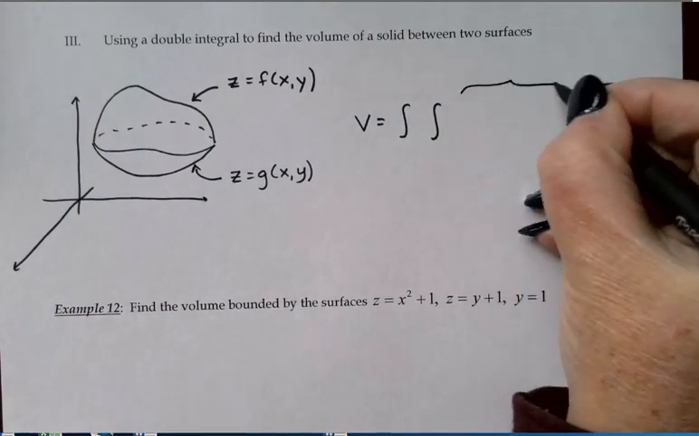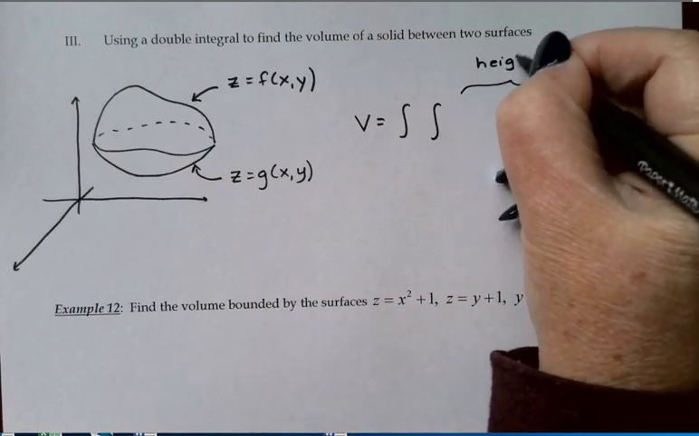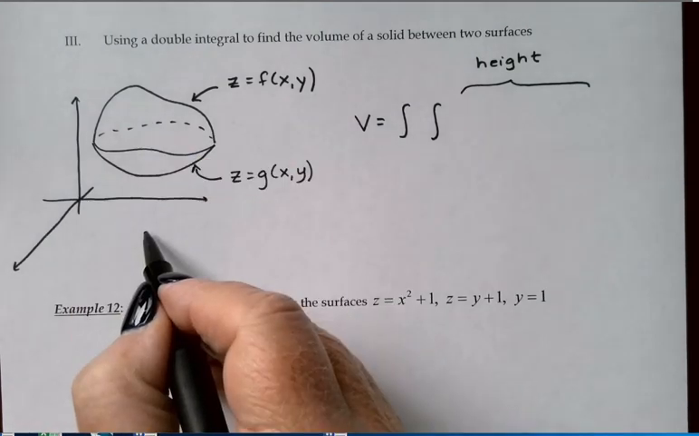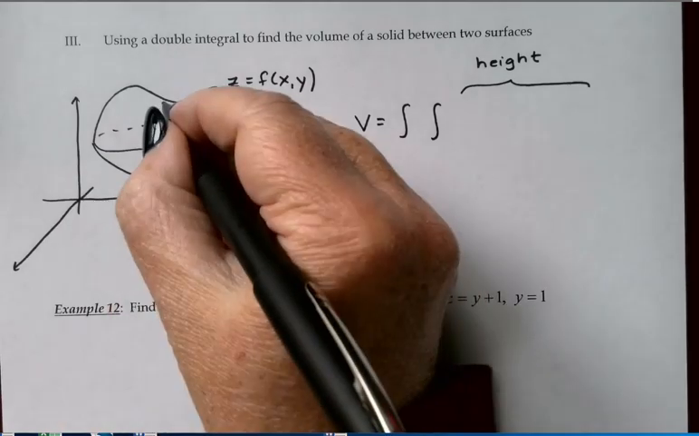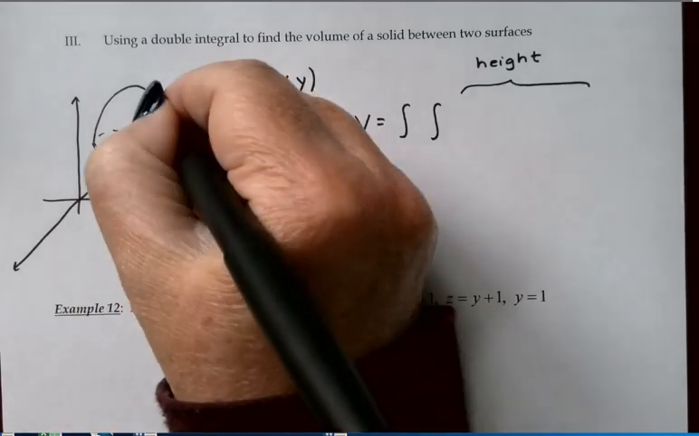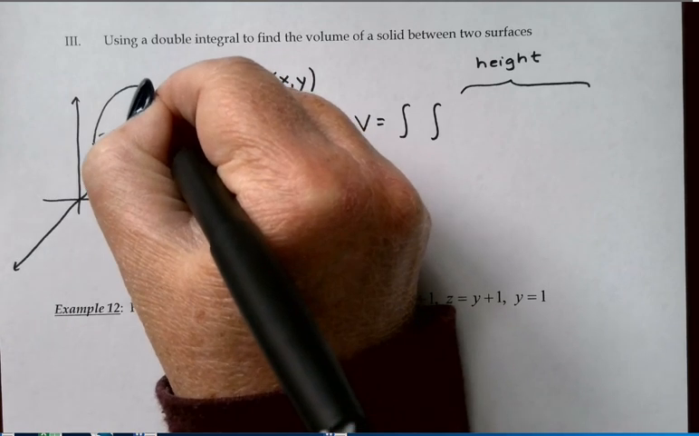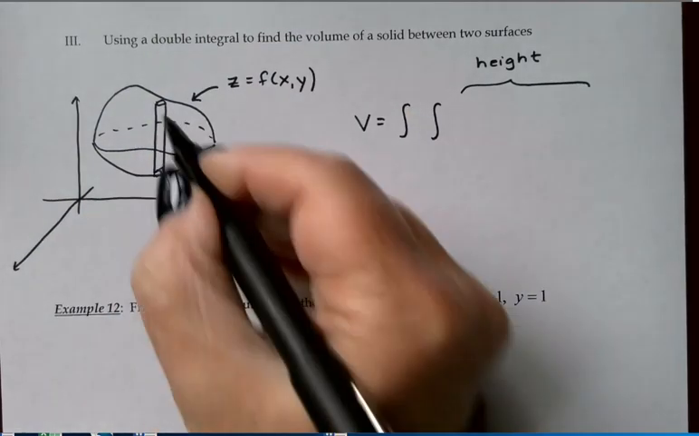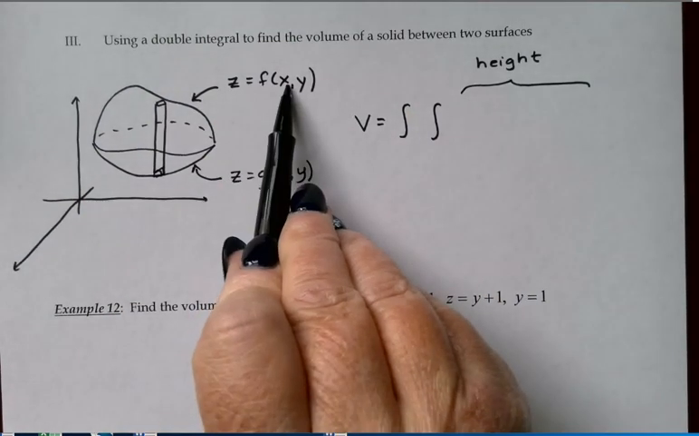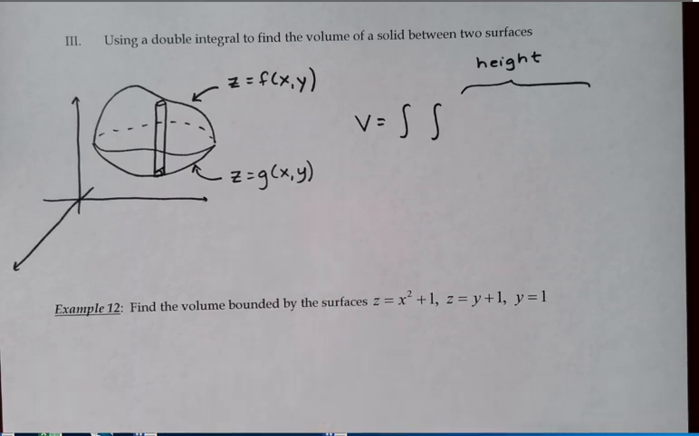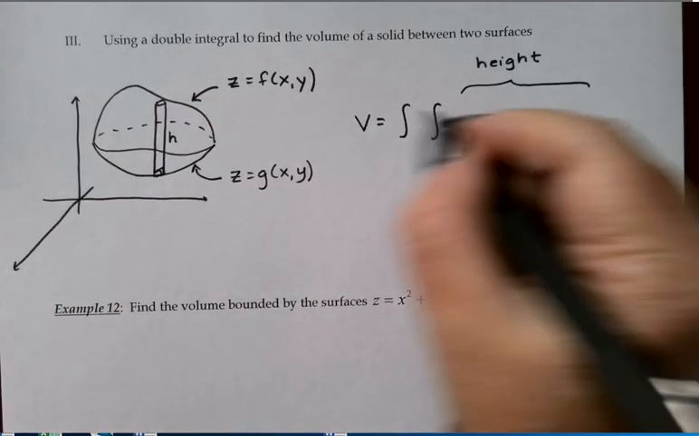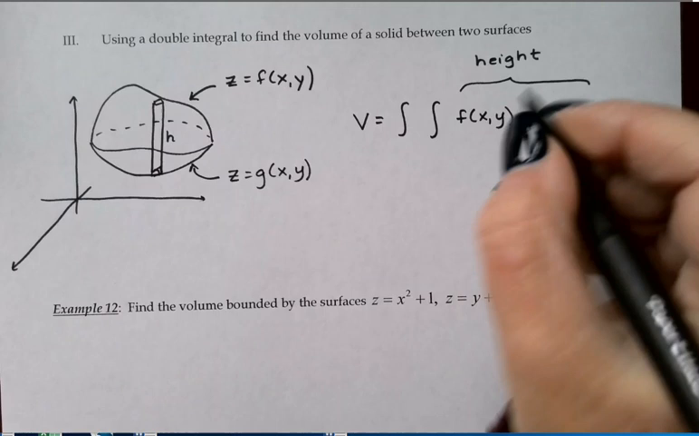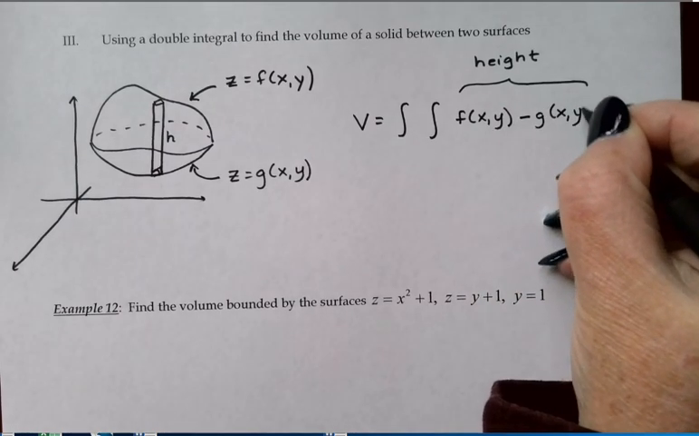And just like before, what I want to integrate is going to be the height function. But since the height doesn't go all the way down to the xy plane, or z equals 0, it just goes between these. If you imagine a little column going from the top to the bottom here, the height of that column would just be the upper z value minus the lower z value. So to get my height, I'll take the top surface, f of x and y, and subtract the bottom surface, g of x and y.